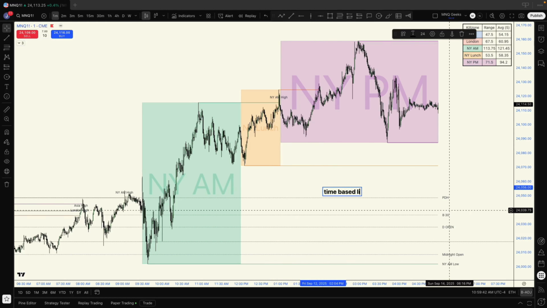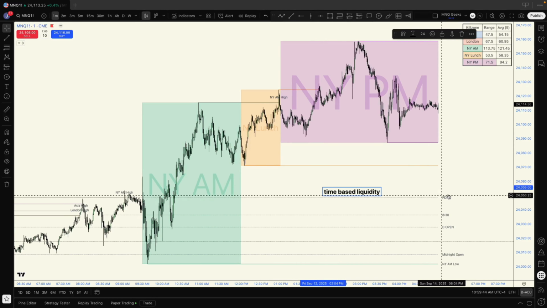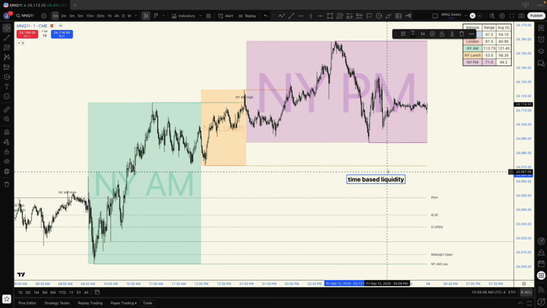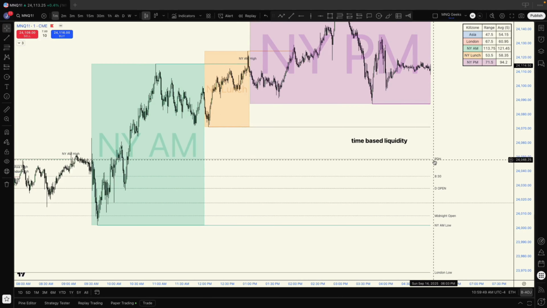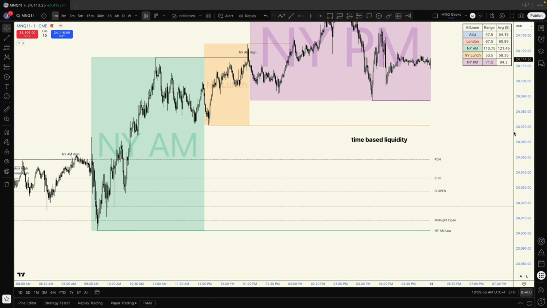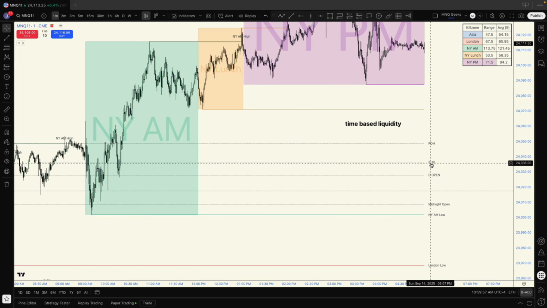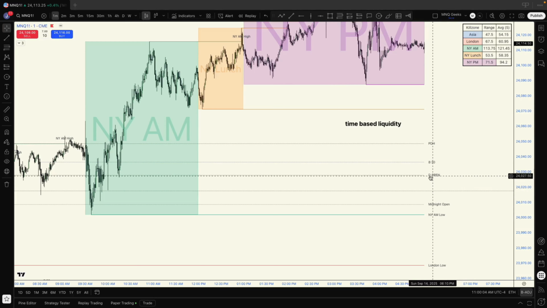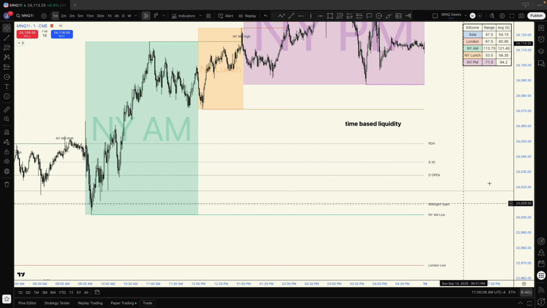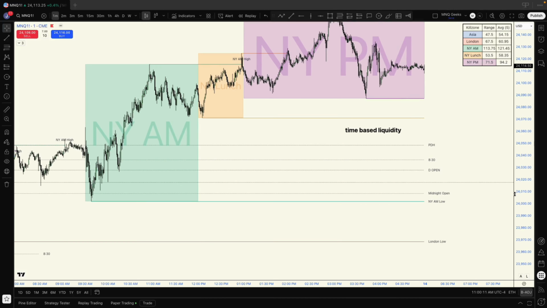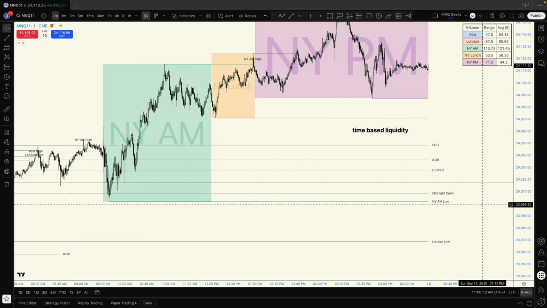We have time-based liquidity. Time-based liquidity can be seen as all these things that I have marked out right here. PDH stands for previous day high, and obviously vice versa, PDL is previous day low. We have our 8:30 a.m. open, which is when New York pre-market opens, and also that's most times when news is going to drop. We have our daily open, our midnight open, and then our session highs and lows. Again, those obviously count as session highs and lows, but that's also time-based liquidity.